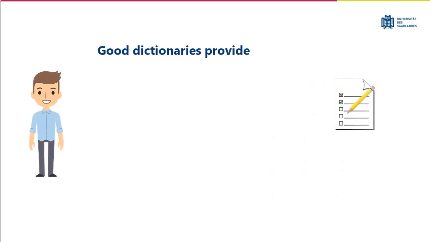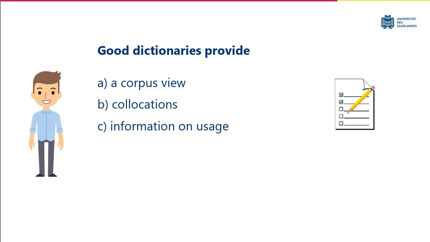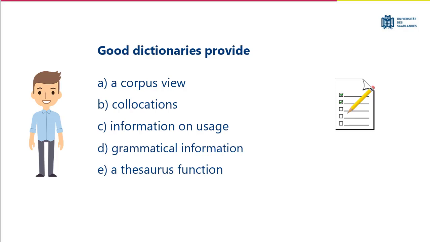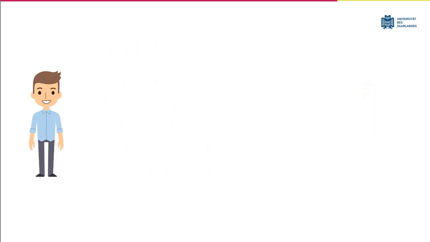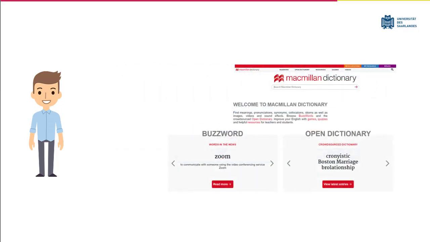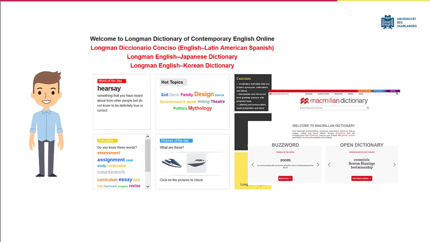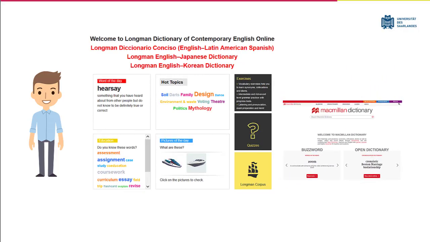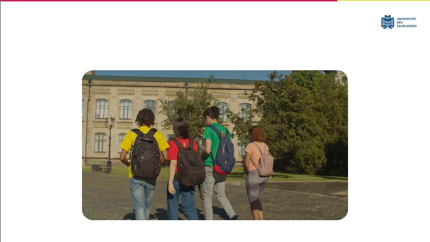Now let's just quickly recap. A good dictionary provides a corpus view, collocations, information on usage like register and frequency, grammatical information, and a thesaurus function for further alternatives. Check out other dictionaries for these features as well. There are many good dictionaries available. For instance, the Merriam-Webster. And if this has got you hooked, try some additional features such as quizzes, the buzzword, the phrase of the week, and grammar videos, or hot topics, quizzes, word of the day, and pictures of the day. Have fun with these dictionaries, keep exploring, and check out other videos in this series.